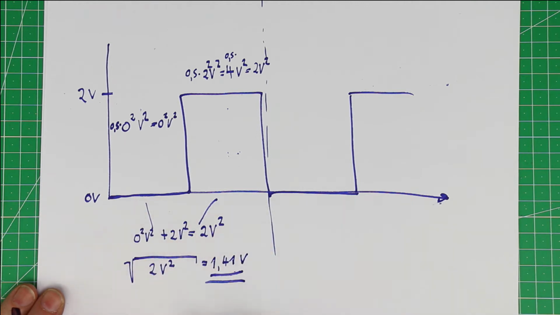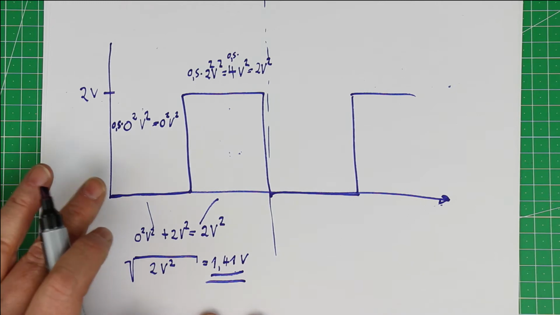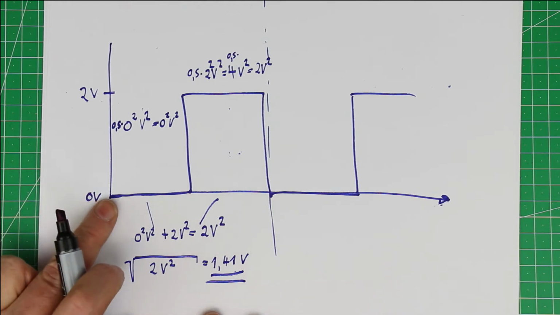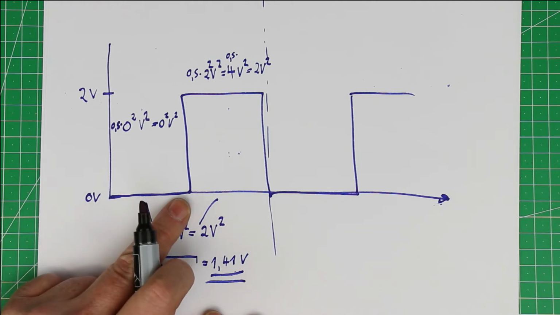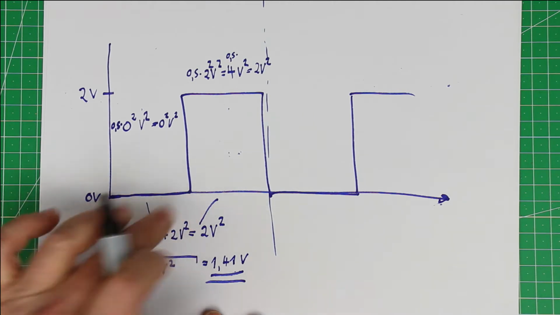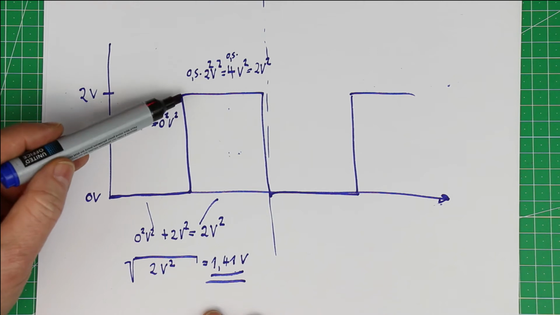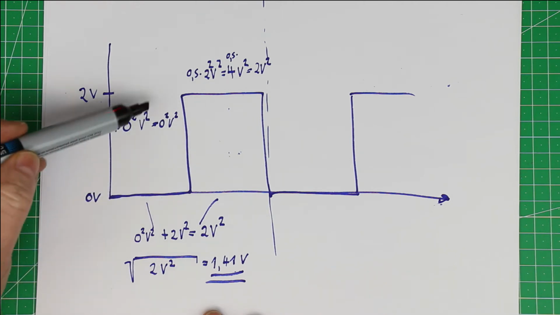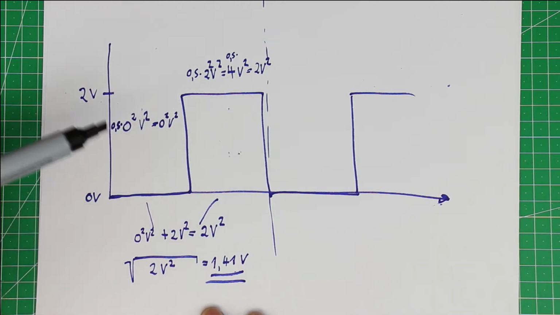So when it comes to calculating the effective or RMS value of any AC signals, you can't rely on intuition. You have to do the calculation, and this is quite a beginner's error or trap, that you think you can easily calculate the RMS value of square waves, no matter if they are symmetrical or non-symmetrical. Don't rely on intuition, just do the math.